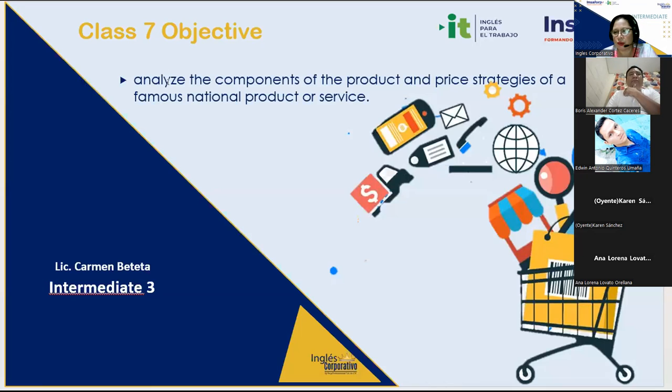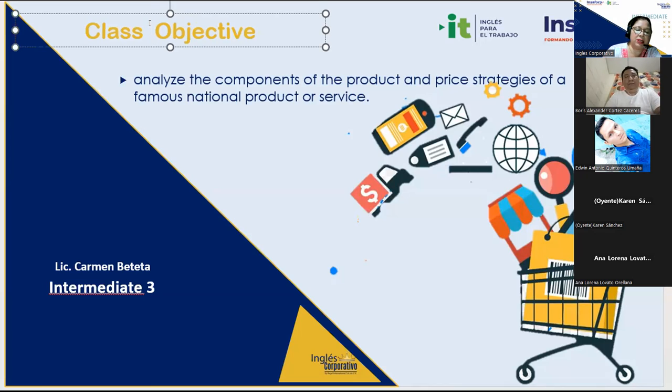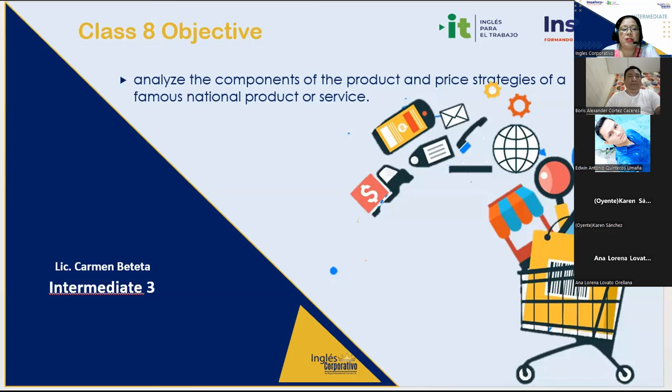Analyze. What is to analyze? It's to observe, to define, to describe. That's to analyze the components of the product and price strategies of a famous national product or service. So this is our class number 8. It could be a product, it could be a service, depending on your own experiences and what you want to share with us.